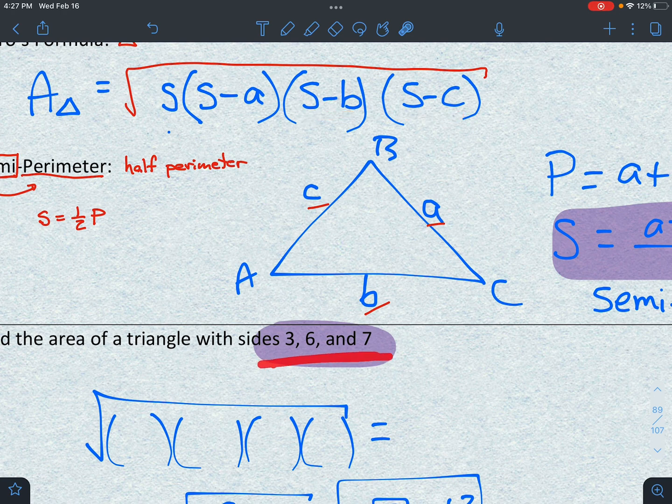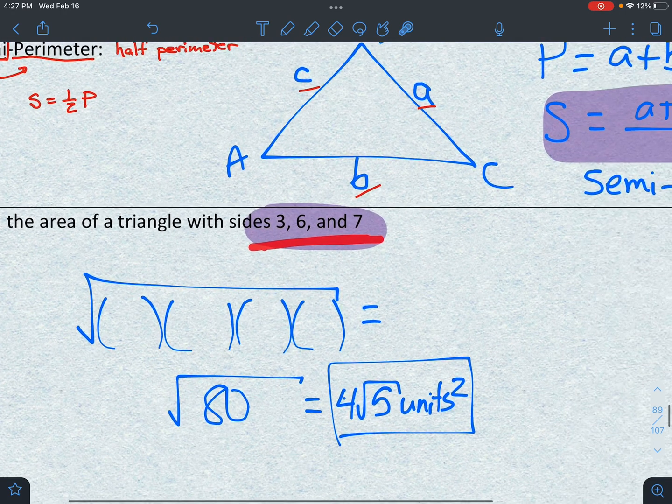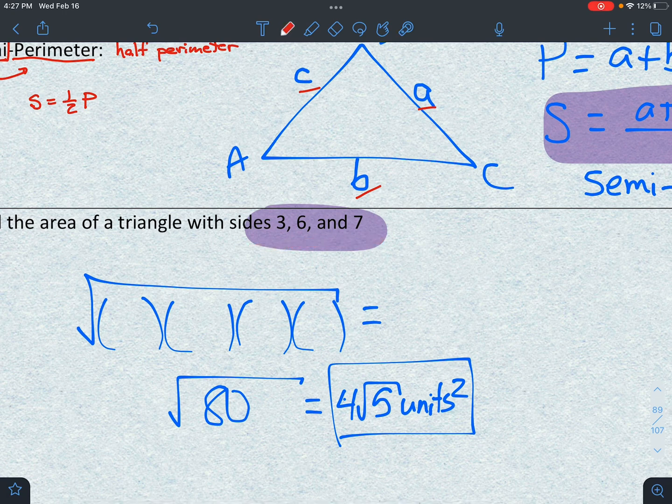So let's practice that now with the sides 3, 6, and 7. Job 1, what is S? Add those numbers up mentally, 3, 6, and 7. Hopefully you get 16. We divide 16 by 2. So our semi-perimeter is 8. So I'm going to take 8, and now I have to subtract each of my three sides from 8. 8 minus 7, 1. 8 minus 6, 2. 8 minus 3, 5. We multiply those together. 8 times 1 times 2 times 5.